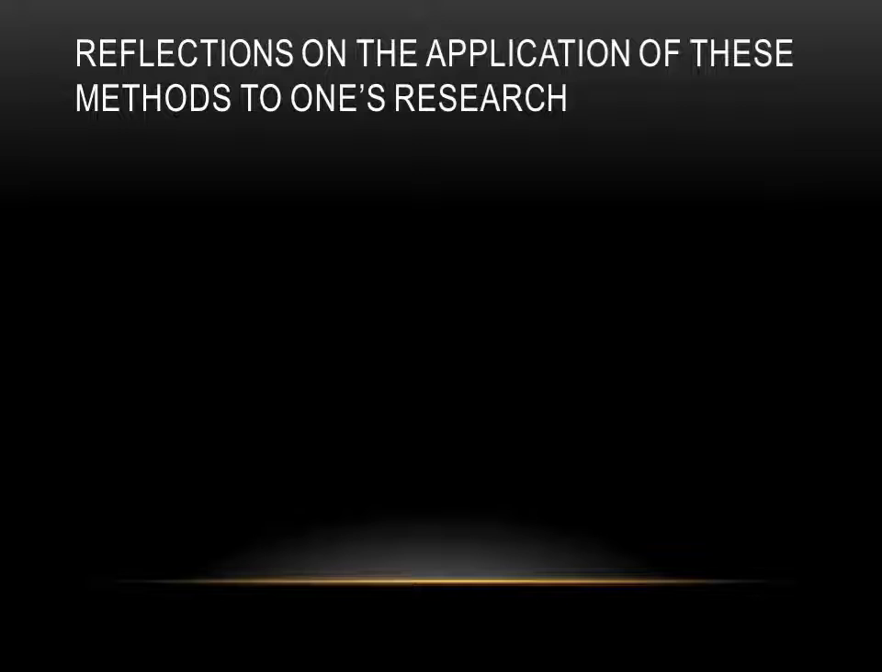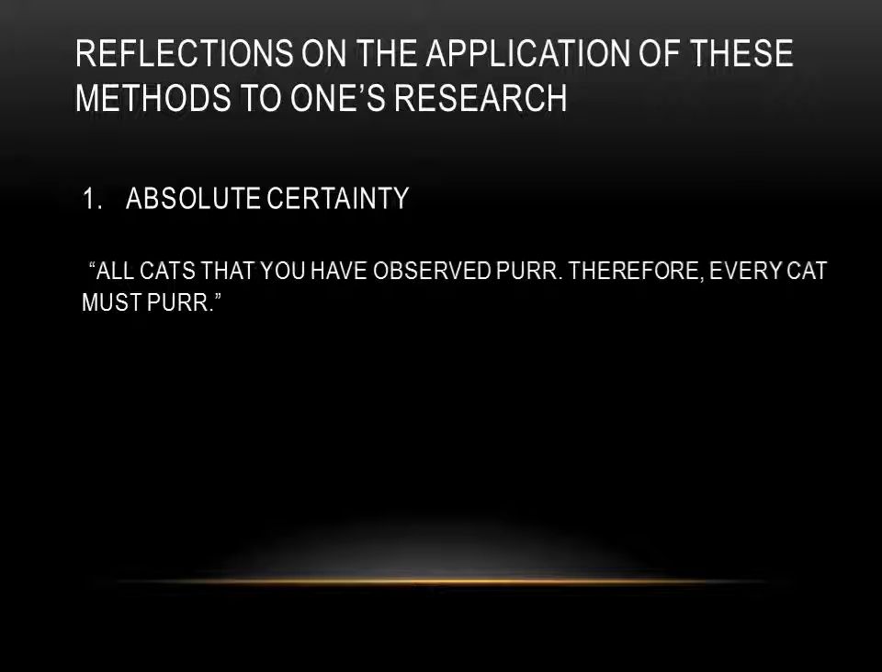Reflections on the application of these methods to one's research. Let's start with absolute certainty. In a statement, all cats that you have observed purr, therefore every cat must purr. In this statement, you would like absolute certainty, information about whether the unobserved cats purr, which you generally do not get as a human being.